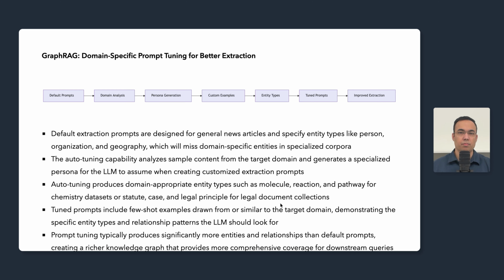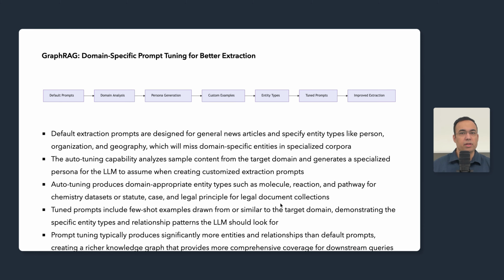specialized use case. If you're indexing scientific literature, the default prompts won't look for molecules, genes, or experimental procedures. If you're indexing legal documents, they won't look for statutes, case citations, or legal principles. This means important entities in your domain simply won't be extracted, resulting in an incomplete knowledge graph.